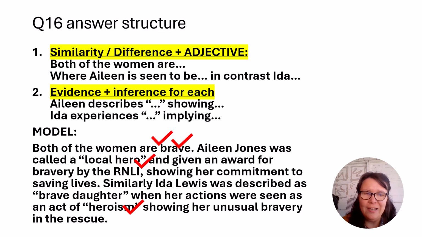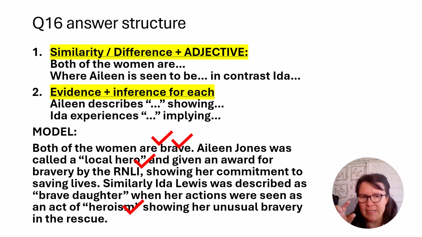Eileen Jones was called a loyal hero and given an award for bravery by the RNI, showing her commitment to saving lives. And you get the tick there because that is the evidence to support how you think she's brave, what the evidence is in the text for her being brave. Similarly, Ida Lewis is described as a brave daughter when her actions were seen as an act of heroism, showing her unusual bravery in the rescue. And we've got, again, the quote there, heroism supports the idea of her being brave, and this is unusual.